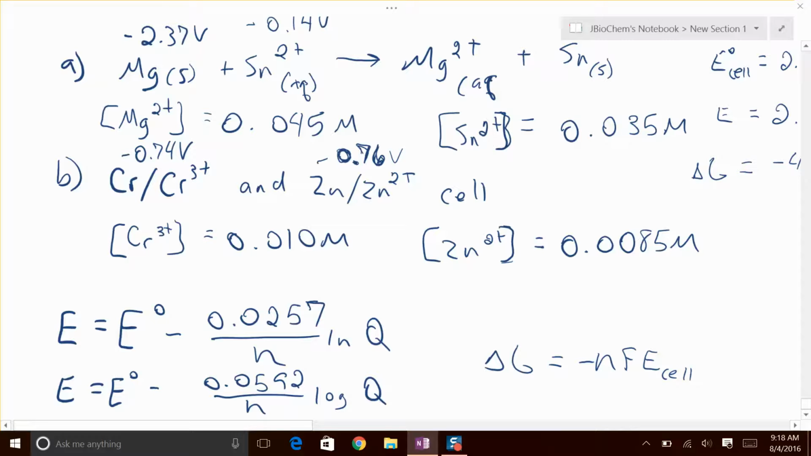Zinc is losing 2 electrons, and chromium is gaining 3. So that's 2 and 3. So which is the N? You need to balance. How do you make them match? You multiply the top by 3 and the bottom by 2, and then they match at 6. So N is 6.